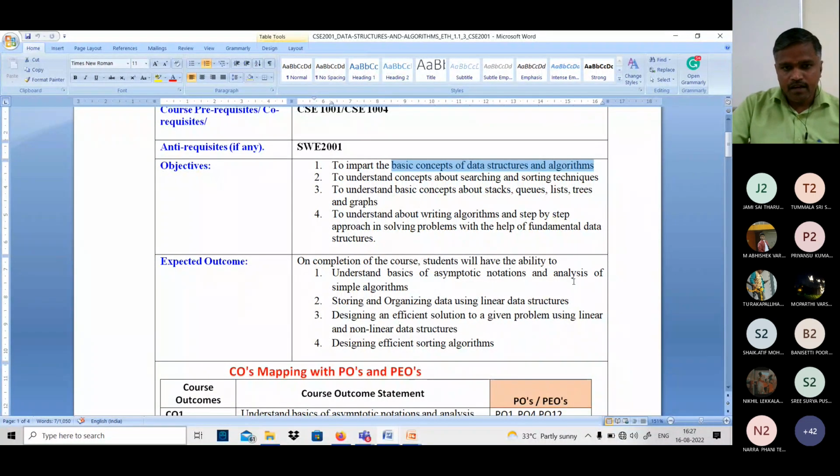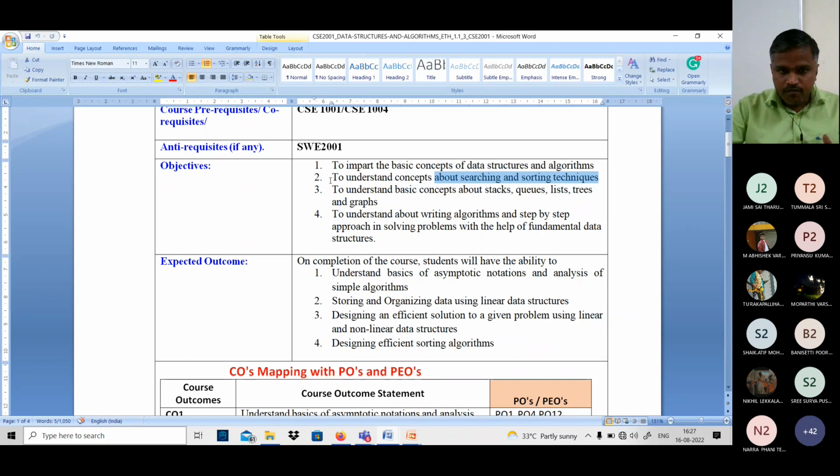We will see that. Then, understand the concepts of searching and sorting techniques. Searching is one concept and sorting is another. Searching is finding an element from a large amount of data. Sorting means, suppose there are 1,000 lines, you have to sort them in ascending or descending order. For that, there is a set of algorithms.